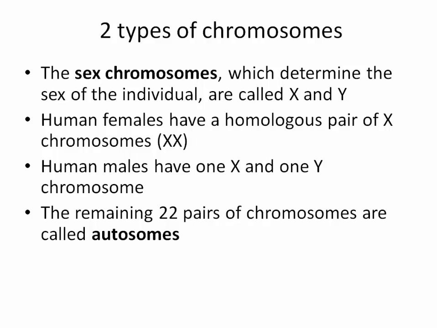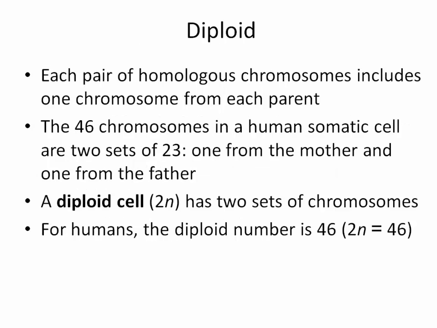Human females have a homologous pair of X chromosomes, so they have two X chromosomes. But human males have one X and one Y chromosome. The remaining 22 pairs of chromosomes are just called autosomes because they have nothing to do with the gender. Each pair of homologous chromosomes includes one chromosome from each parent. So there are 46 chromosomes in a human somatic cell. 23 pairs, that means two sets of 23, one from the mom and one from the dad.